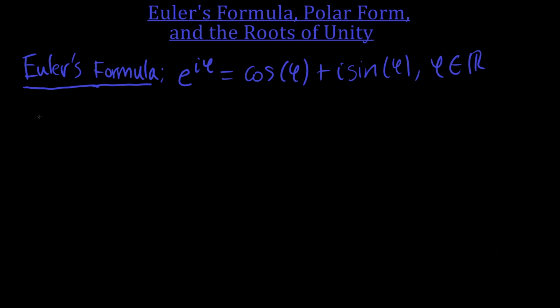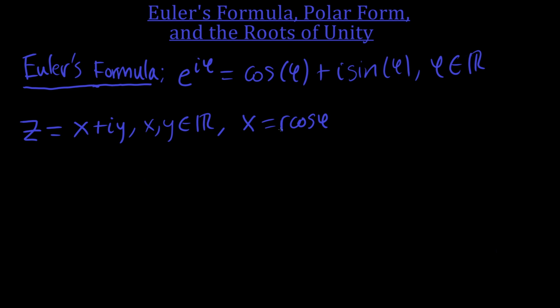So recall from my previous videos that a complex number z can be written as x plus iy, where x and y are real numbers, right? And this way of writing complex numbers is called the rectangular form. Now recall from my modulus and argument video that we can write x, or the real part of z, to be r cosine phi, where r is the modulus of z and phi is an argument of z. And we can also write y to be r sine phi.